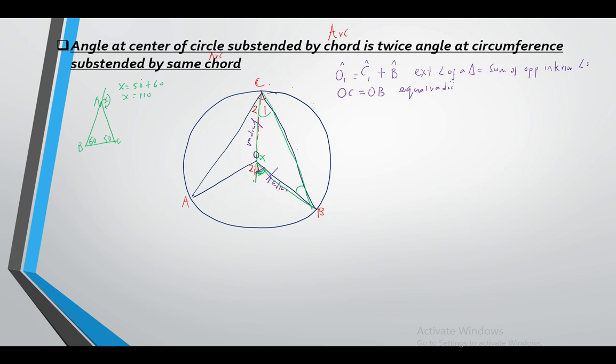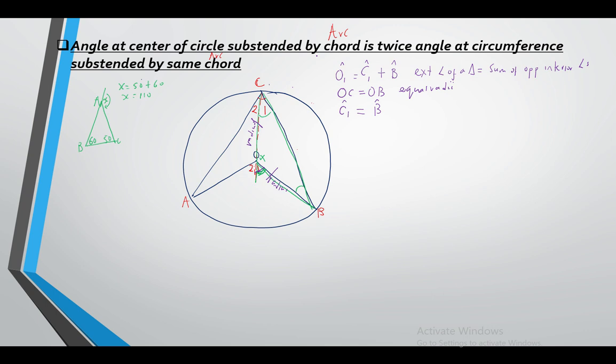An isosceles triangle has two sides that are equal, and it also has two angles that are equal. So in this triangle COB, there are two angles that are equal. Which two angles are equal? In this case, angle C1 equals angle B.